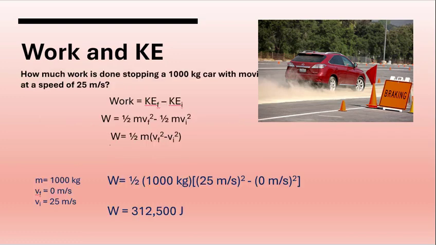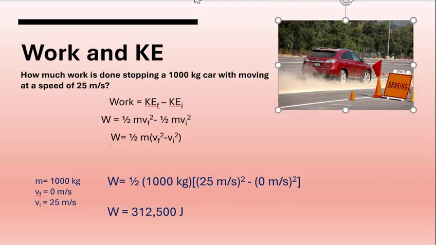So here's an example. How much work is done stopping a 1,000 kilogram car moving at a speed of 25 meters per second. And so we start off with work as a change in kinetic energy, and we're going to use the kinetic energy equation for work. Work is 1/2 m times the difference in the square of the velocity. So it's been rearranged, and you can see that.